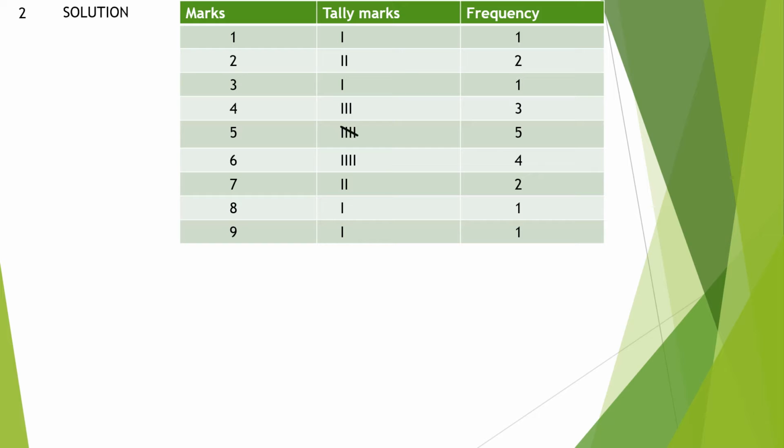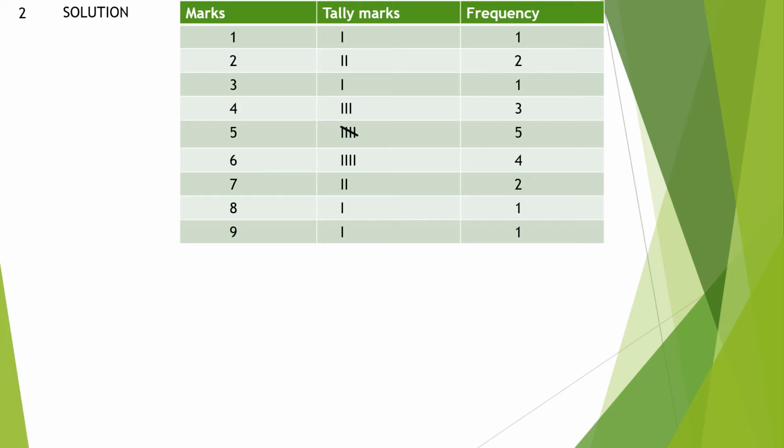Then 7, you can draw one tally mark. Then 5, you can draw one tally mark. Then in the row of 3, again draw one tally mark. Again the data is 5, so you can put the second tally mark in the row of 5. Likewise you can draw the tally marks. And next we can write the frequency.